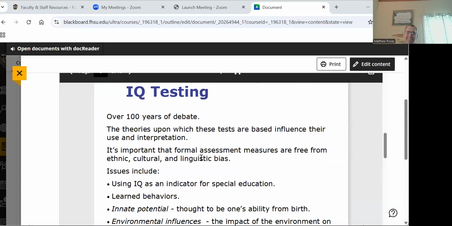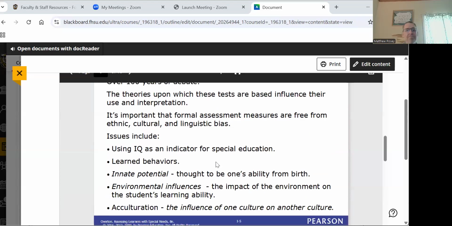Some facts or debates, things that have come up over time regarding IQ testing. There have often been some heated debates over that. Some of the questions are the theories upon which the tests are based and how they may influence the use of the test, and also how they're interpreted. It's important that formal assessment measures are free from any type of ethnic, cultural, and linguistic bias. We talked a little bit about that last week when we talked about norm reference.